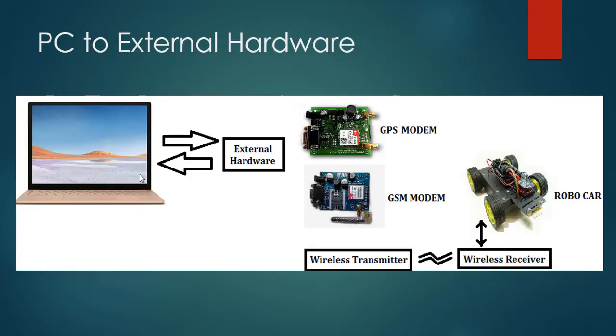First we will see the basic fundamentals of serial port interfacing, where you are sending data from the PC to external hardware like a GPS modem, or a GSM modem, or you can send the data to a wireless transmitter. The PC will send the data through the wireless transmitter. At the other end there will be a wireless receiver. If you have connected this wireless receiver to a robot application, it will receive the data, and whatever data you send to the transmitter, it will process in the robocar.